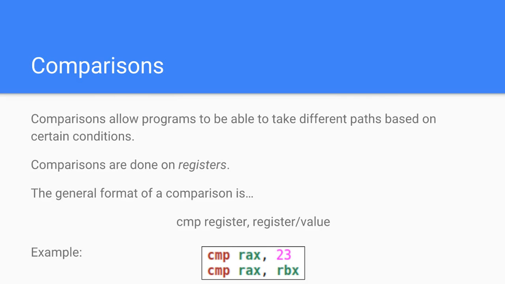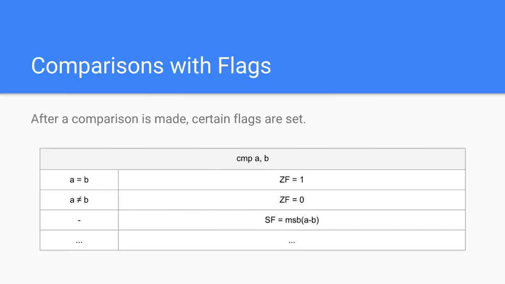After a comparison is made, certain flags are set, such as if A equals B, the zero flag is set. If A is not equal to B, the zero flag is reset, which just means it's set to zero. Then, no matter what, the comparison is going to set the SF flag to the most significant bit of A minus B. Now, you don't need to remember all this. Just remember that after you make a comparison, flags are set.